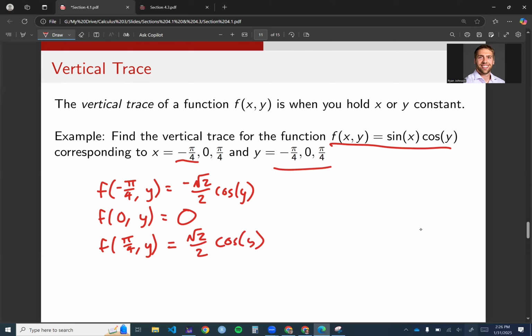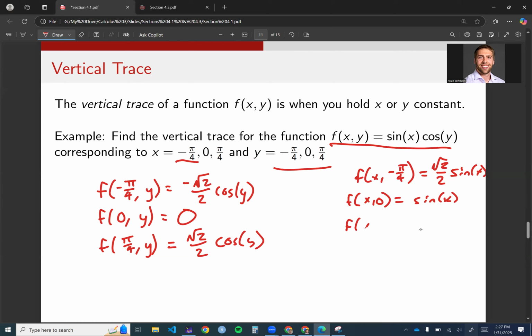Now let's try these guys. So f of x, negative pi over 4. If I plug in a negative pi over 4 for y, what do I get? Not negative, but positive square root of 2 over 2 sine of x. Okay? And f of x comma 0, what's that going to be? Sine of x. Because cosine of 0 is 1.